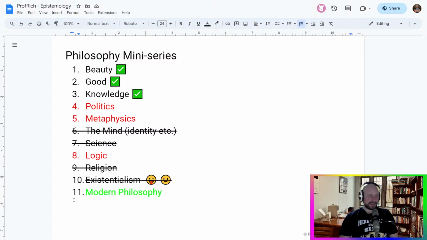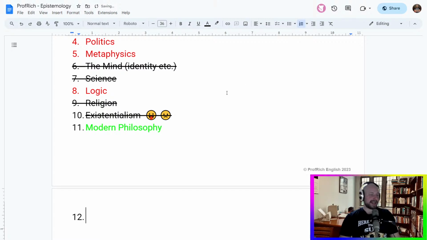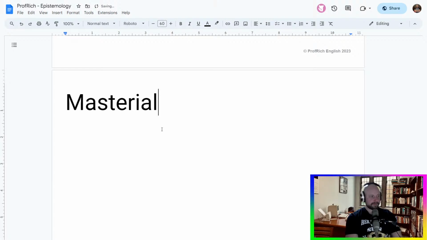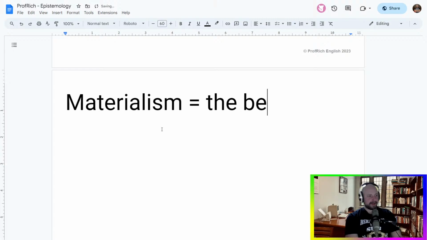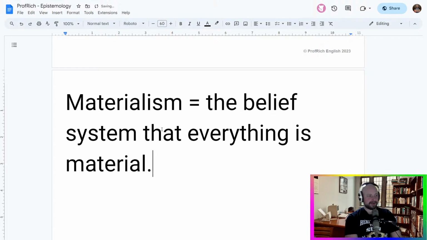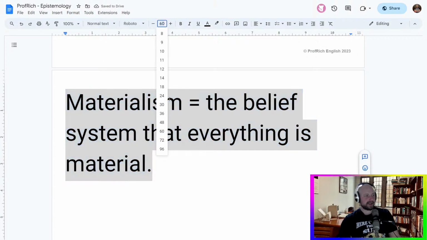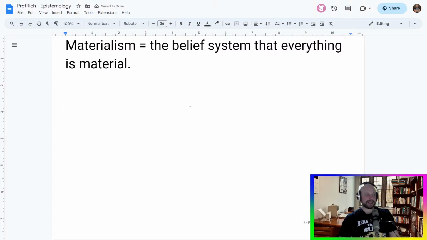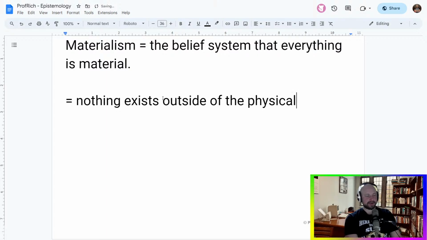What is materialism, says Pure Care. Materialism is the idea that everything is material. Materialism is the belief system that everything is material. So, in other words, there is no such thing as immaterial things. Nothing exists outside of the physical realm, in other words. Nothing exists outside of the physical, natural world. That's the belief of materialism, essentially.